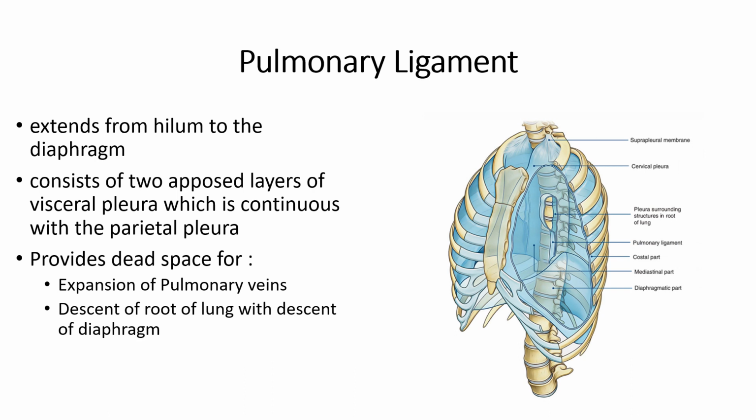This pulmonary ligament provides a dead space for the expansion of structures which lie within the hilum, and these are like for the expansion of pulmonary veins after the increase in the venous return following certain exercises, or it also gives space for the descent of the root of the lung during the descent of the diaphragm in deep or forceful inspirations.